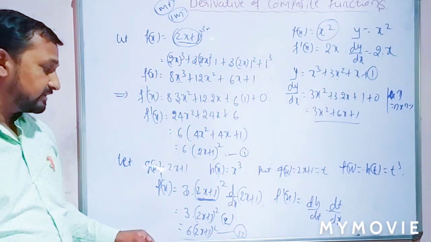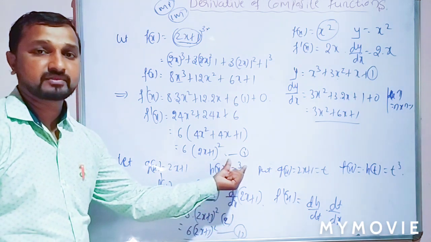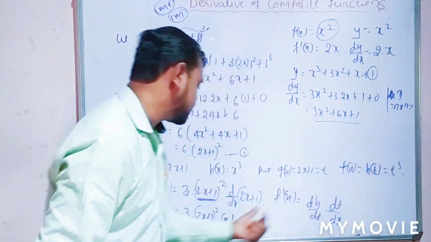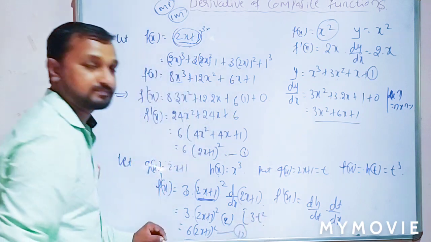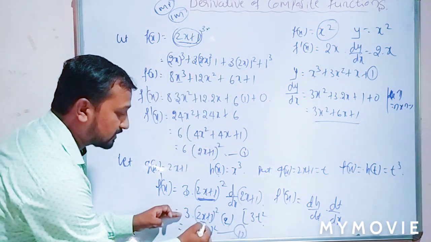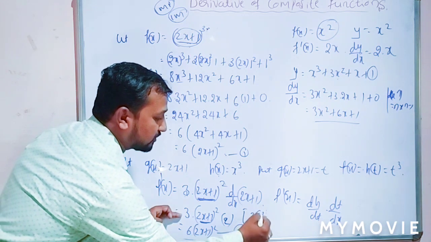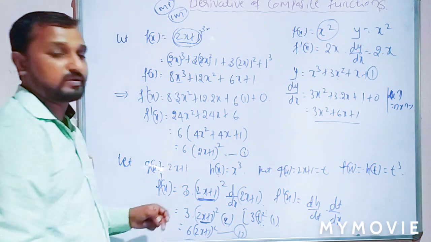Is that clear? dh by dt is nothing but, what is our h? H is said to be x cube, that is nothing but t cube. Derivative of t cube is 3t square. This can be written as 3 into t square. Here 3 into (2x plus 1) should be t square. 3 into t square with respect to derivative of t should be 1.